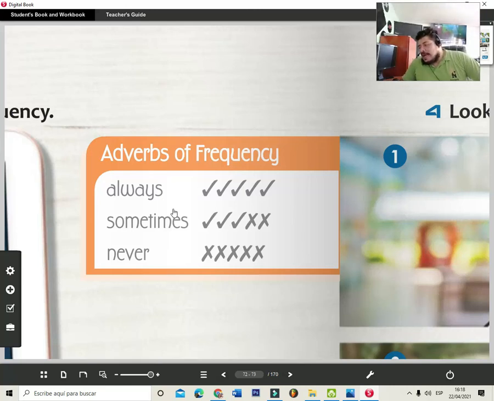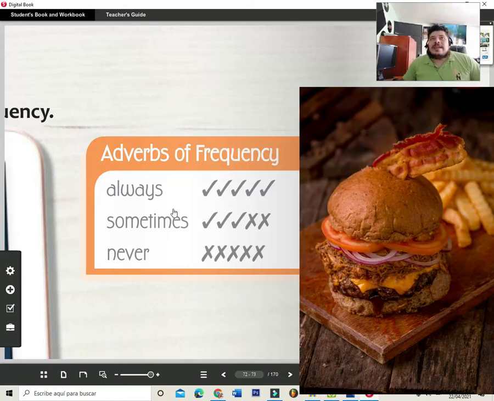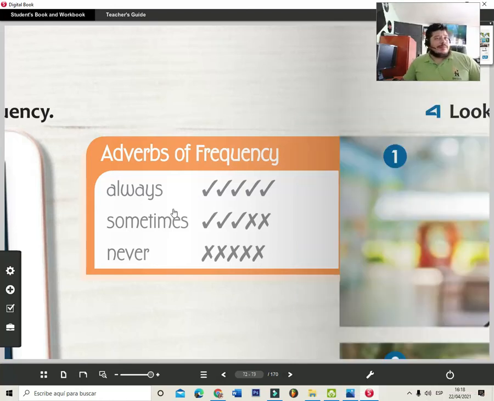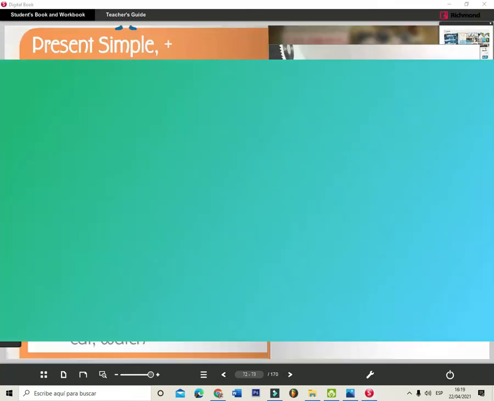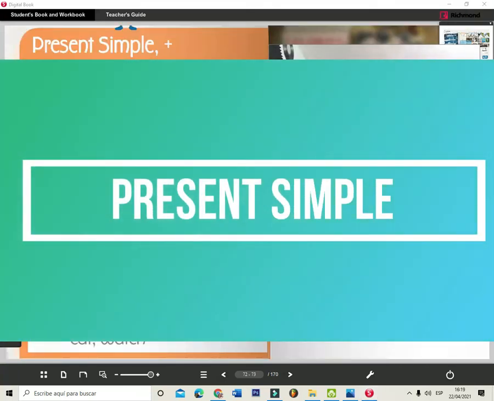Never. For example, I never eat hamburgers, right? Because I don't like hamburgers. I always eat pizza because I love it. That's why I'm fat. Nah, it's a joke. But these are the adverbs of frequency that we have, guys. Let's continue. Present simple or simple present.